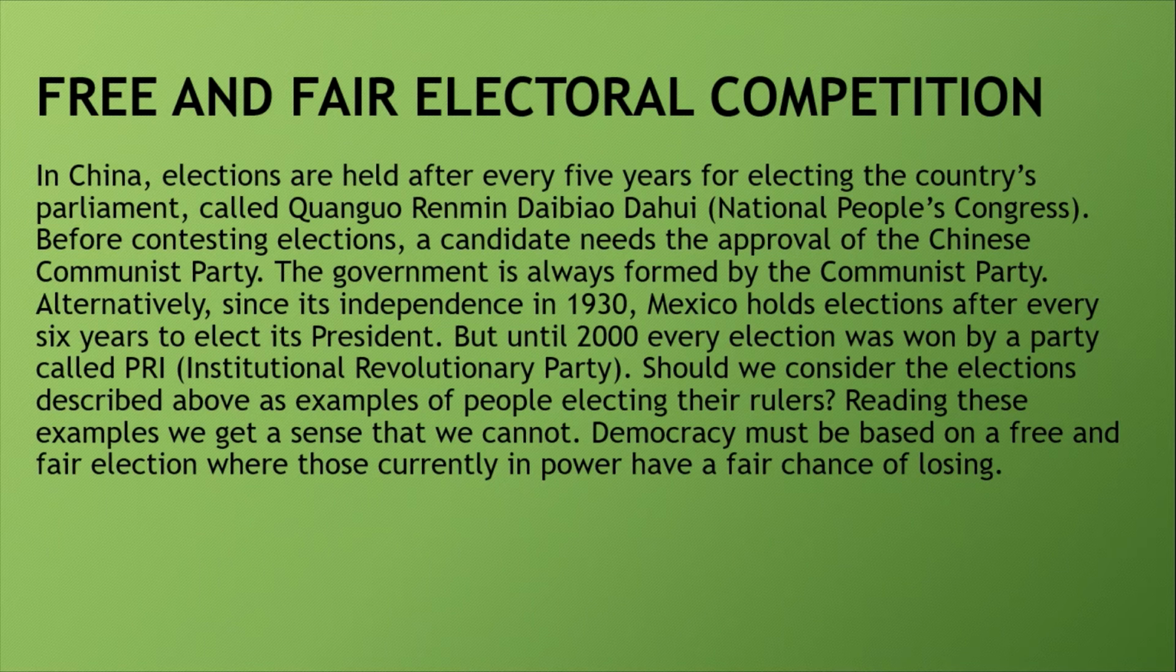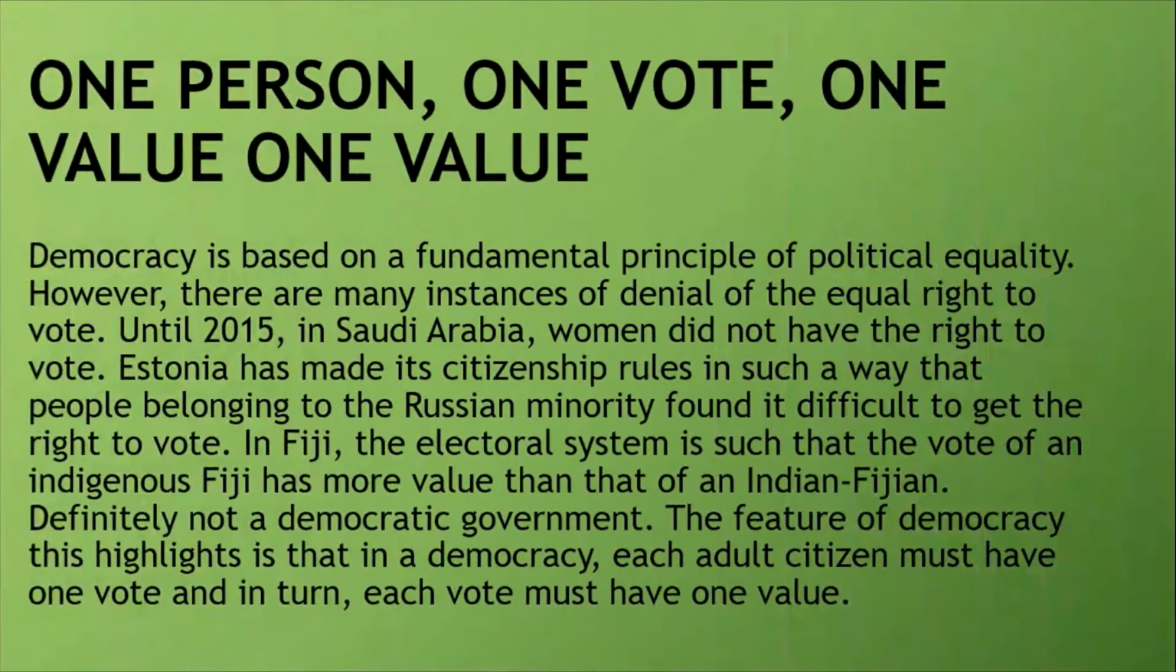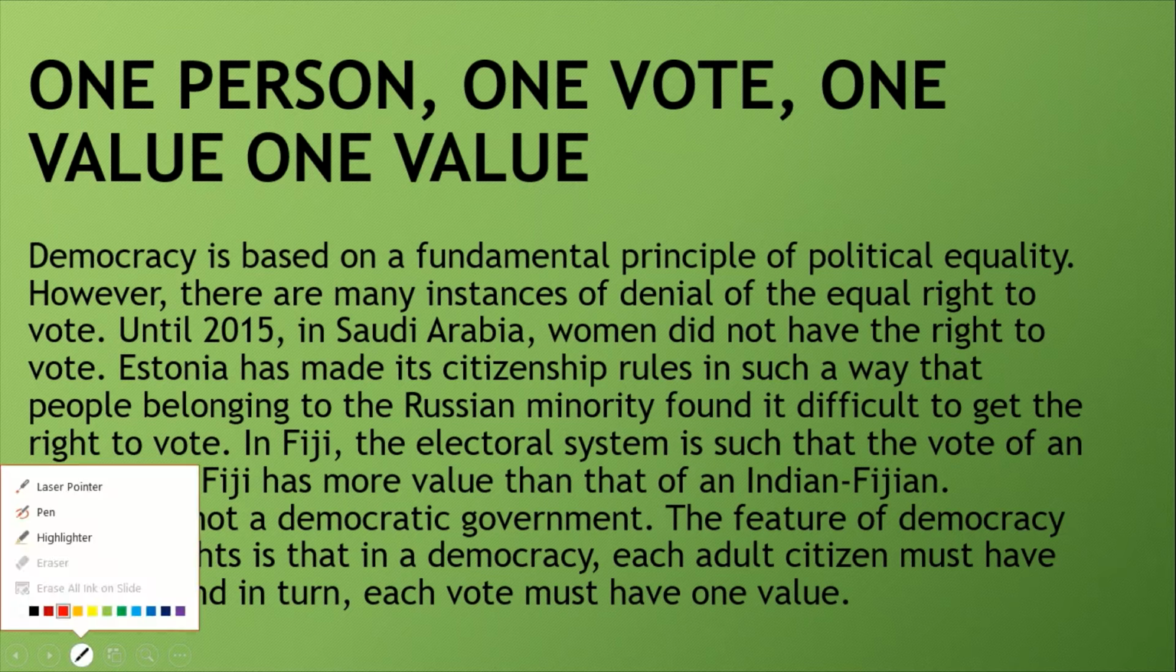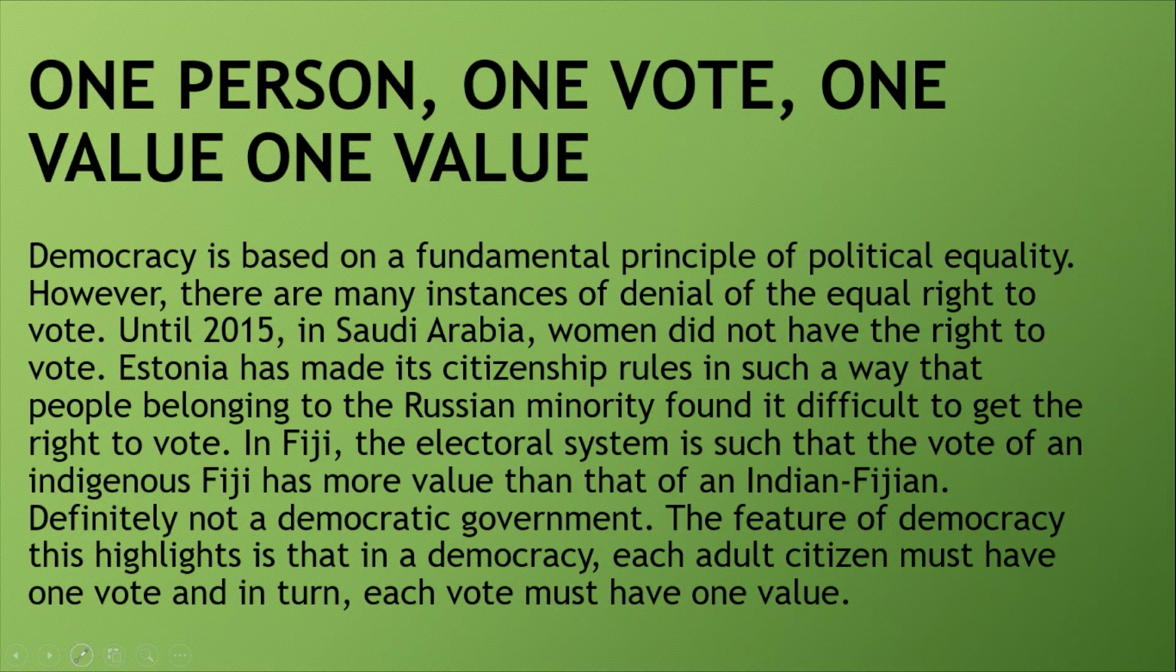Should we consider the elections described above as examples of people electing their rulers? Reading these examples, we get a sense that we cannot. Democracy must be based on free and fair elections where those currently in power have a fair chance of losing. One person, one vote, one value. Democracy is based on only one value. I wrote it by mistake earlier. Democracy is based on a fundamental principle of political equality.